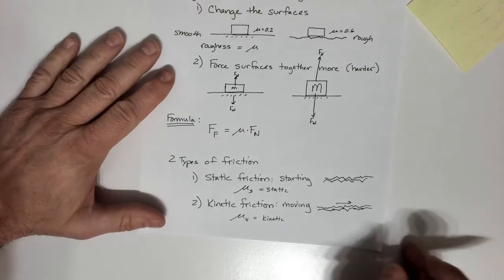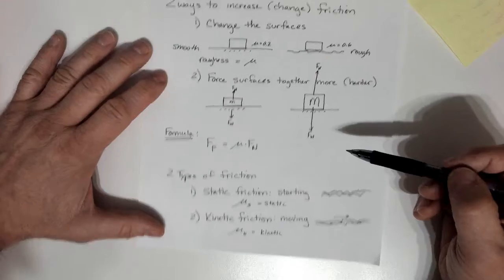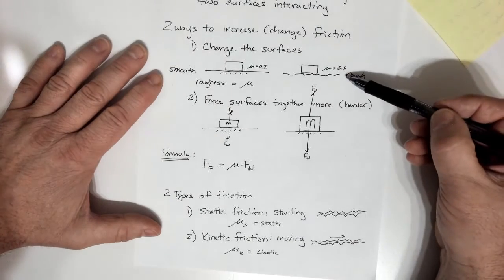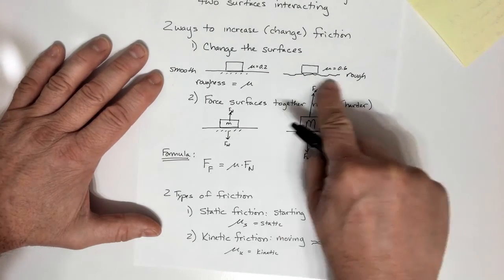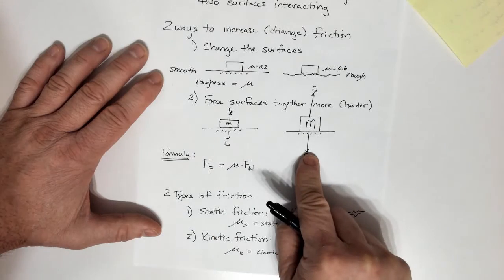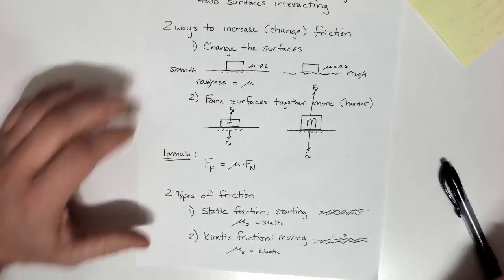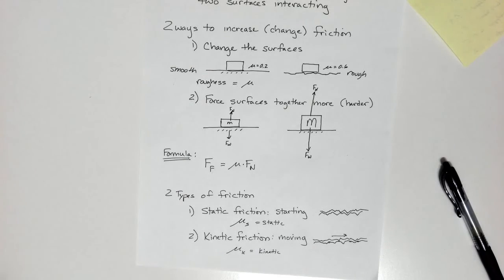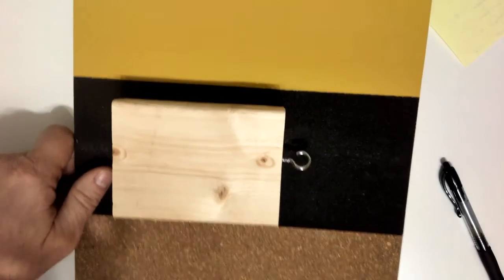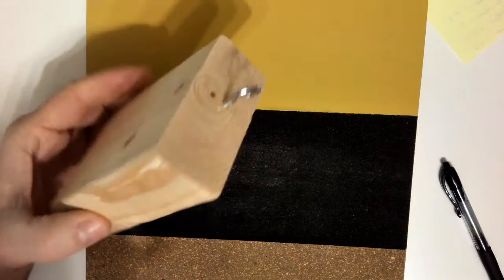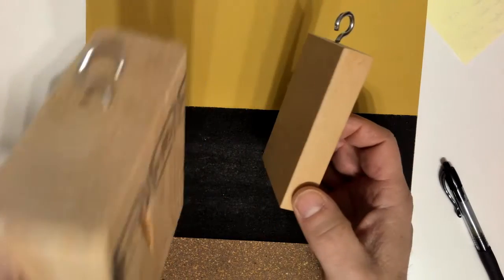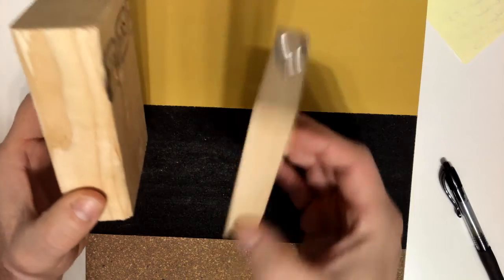Okay, so this is the idea of what friction is. Friction can be influenced by the mu, how rough the surface is, and how much they interact. And so if you have more weight, you can cause the friction to go up. If I want to show that really quick, I have a block. These blocks are definitely different sizes, so this one has more weight in it than this one does.